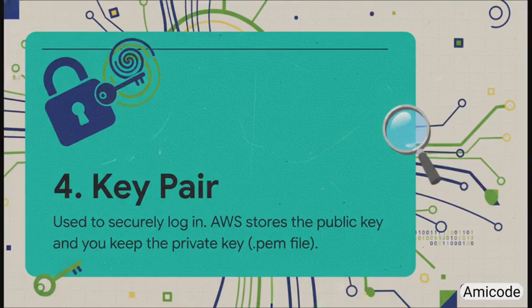AWS puts a unique, special lock on the door of your instance. That's the public key. You, and only you, have the one-of-a-kind key that can open that lock. That's the private key. You have to guard that private key file, because if you lose it, there is no forgot my password link. You are locked out for good.